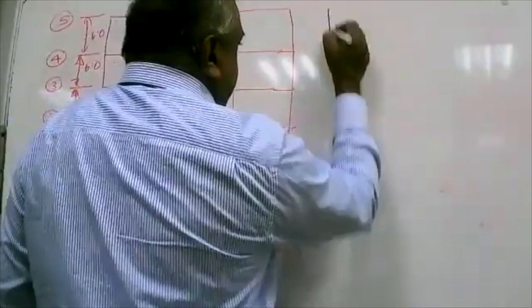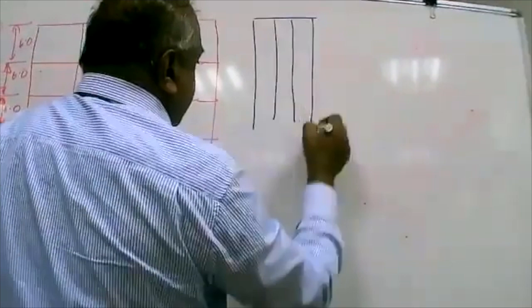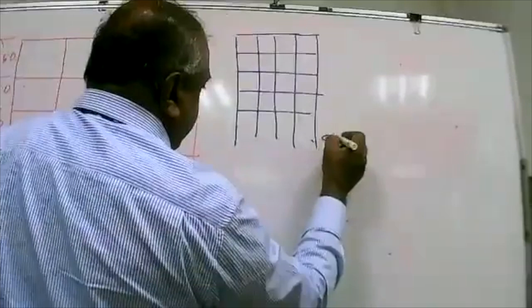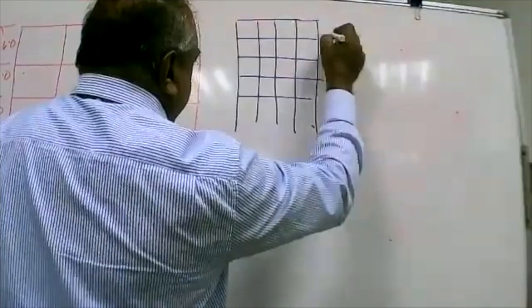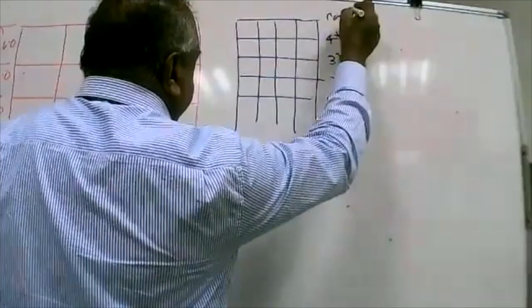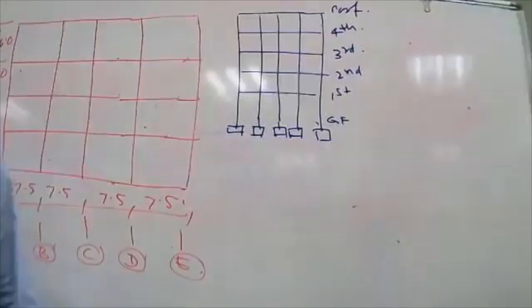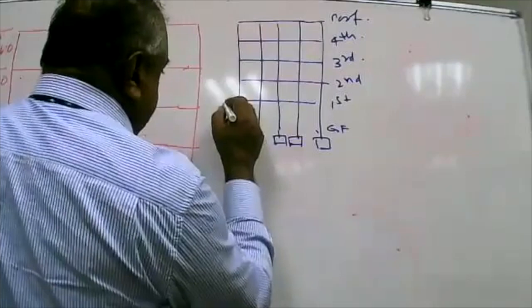Let's assume that in this building, I'll draw a small elevation, not the exact one, just to save space for other things. We are going to have ground floor, first, second, third, fourth, and roof. The roof is also a flat roof. The foundations will be like this. The floor to floor height here will be 4 meters, and all the other floors 3.6 meters.